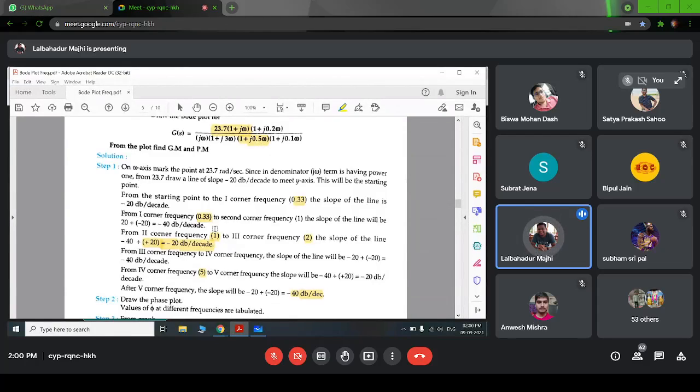From this frequency 1 to 2, we have to add a slope of again minus 20 dB per decade, because this corner frequency 2 belongs to a pole. So we have to add another slope at corner frequency 2. Okay.